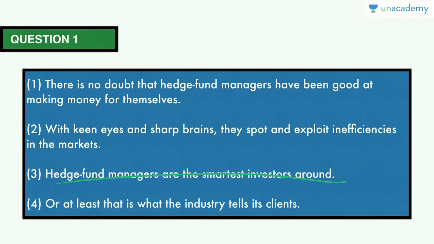If we start with 3, follow it up with 2, and then end with 4, that would be a really good sequence according to me. Hedge fund managers are the smartest investors around. With keen eyes and sharp brains, they spot and exploit inefficiencies in the markets. Or hedge fund managers are the smartest investors around. With keen eyes and sharp brains, they spot inefficiencies in the markets. Or at least that is what the industry tells its clients. So 3 2 4 should be the sequence, and 1 should be the odd one out. Yeah, correct. Let's move on.